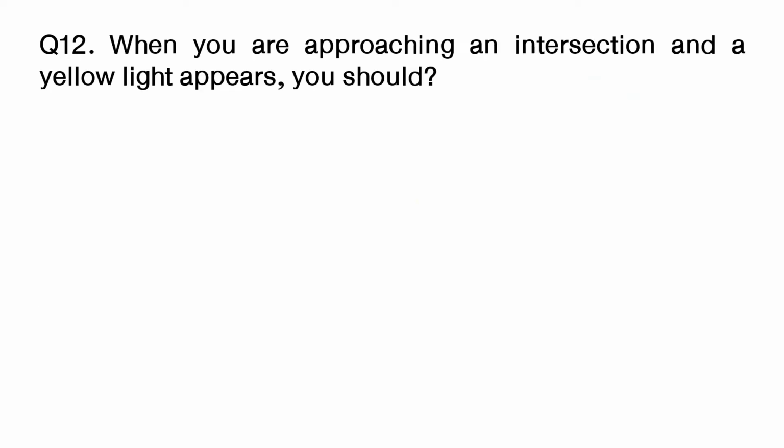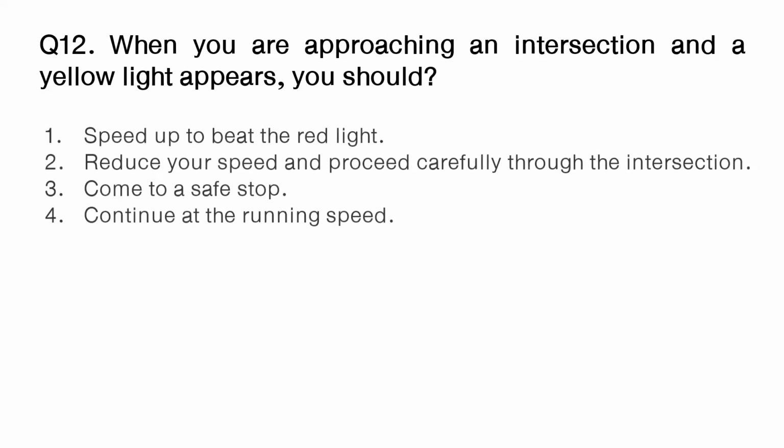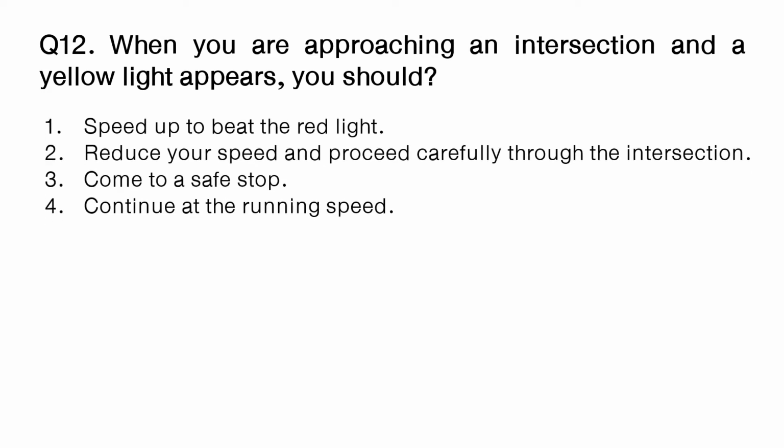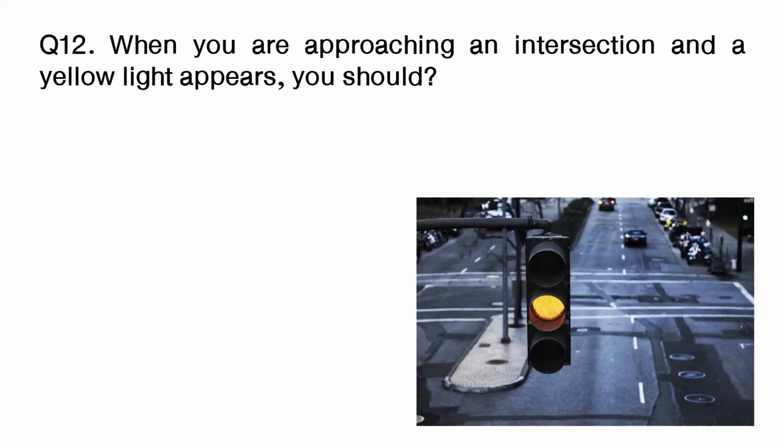Question: when you are approaching an intersection and a yellow light appears, you should: option number 1. Speed up to beat the red light. Option number 2. Reduce your speed and proceed carefully through the intersection. Option number 3. Come to a safe stop. Option number 4. Continue at the running speed. The answer is option number 3.